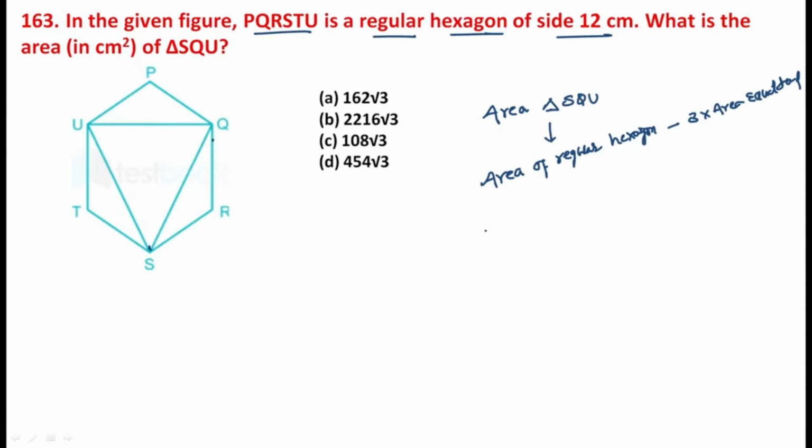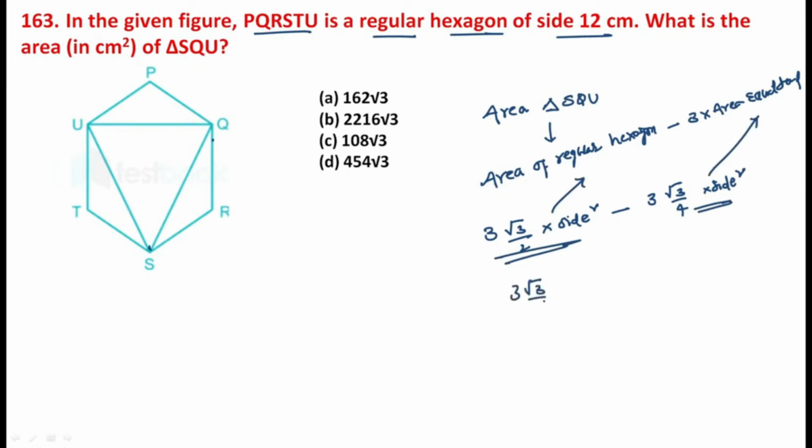So here the area of a regular hexagon is exactly equal to 3 root 3 divided by 2 into side square. That is the formula. And you subtract 3 root 3 by 4 into side square. That is the formula for the equilateral triangle. Now, here in the question, the side value is 12 centimeters.